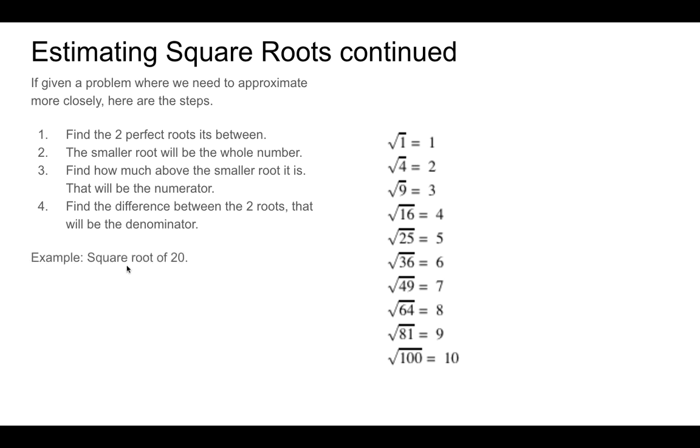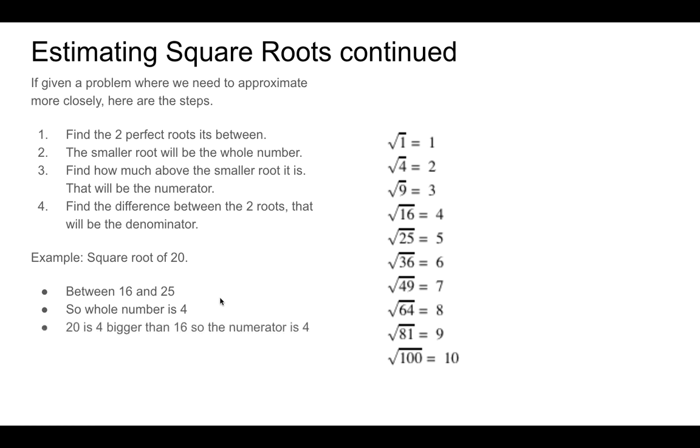So an example here, the square root of 20. Once again, 20 is not a perfect square, but we can find it goes right here between 16 and 25. Since it's between 16 and 25, we look at the smaller one, which shows us 4, so our whole number would be 4.